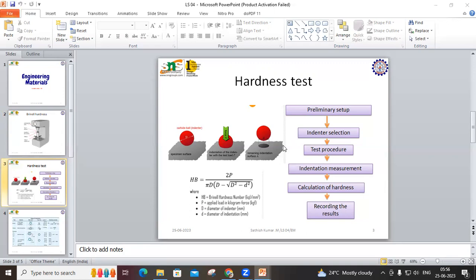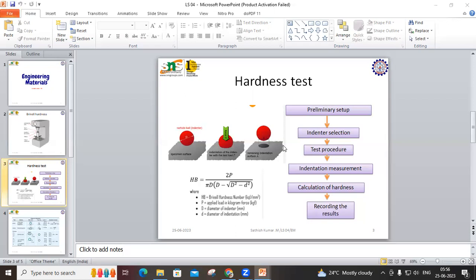Next comes the test specimen preparation. The material to be tested is typically in the form of a flat surface, such as a metal piece or casting. The specimen should have sufficient thickness to prevent deformation during the test. As already discussed in the Rockwell test, the same procedure is followed here in the test specimen preparation. If the surface is rough, it may be smoothed or ground to ensure proper contact with the indenter.